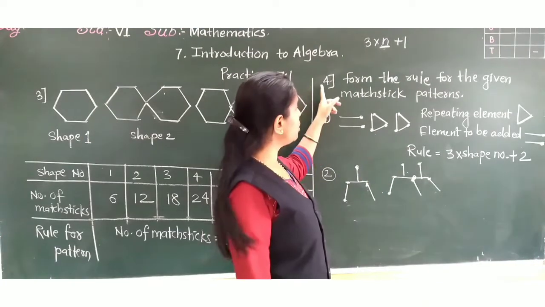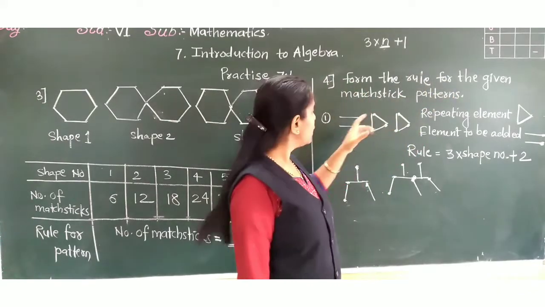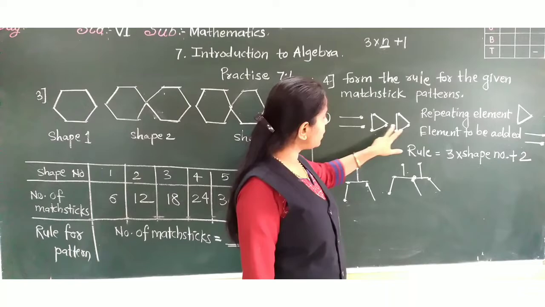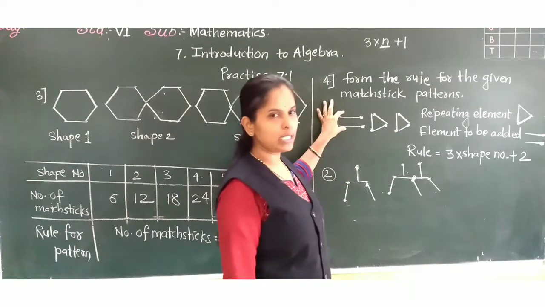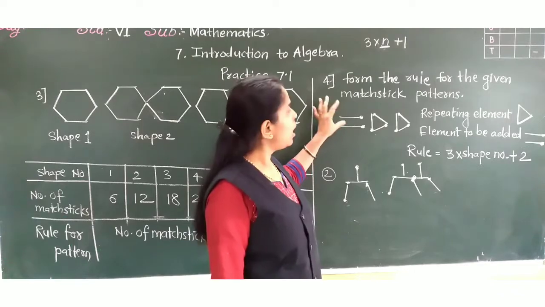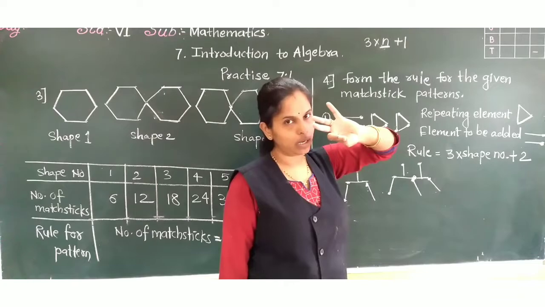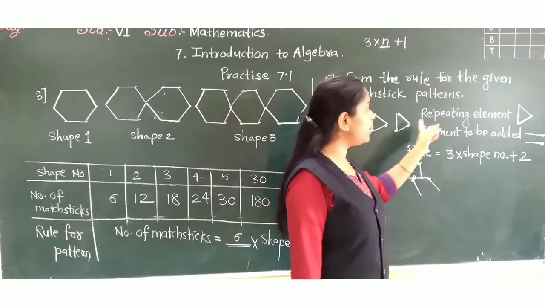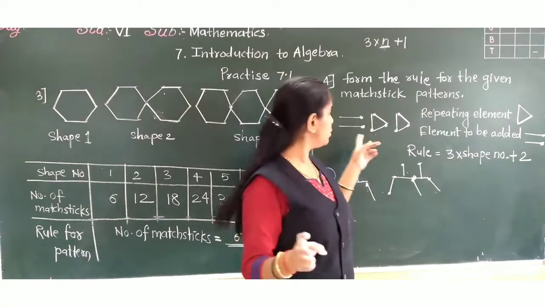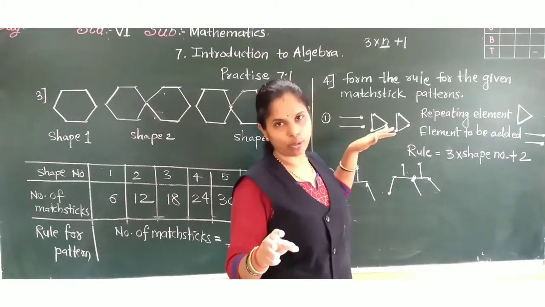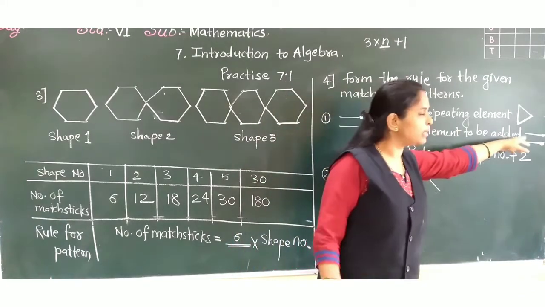Now in question number 4, form the rule for the given matchstick pattern. Here see, this pattern is repeating. These elements are repeating and this remains constant. So the repeating element is this, which means every time 3 matchsticks will increase. And the element to be added all the time is only these 2 matchsticks, because it remains constant. So the element to be added is these 2 matchsticks.